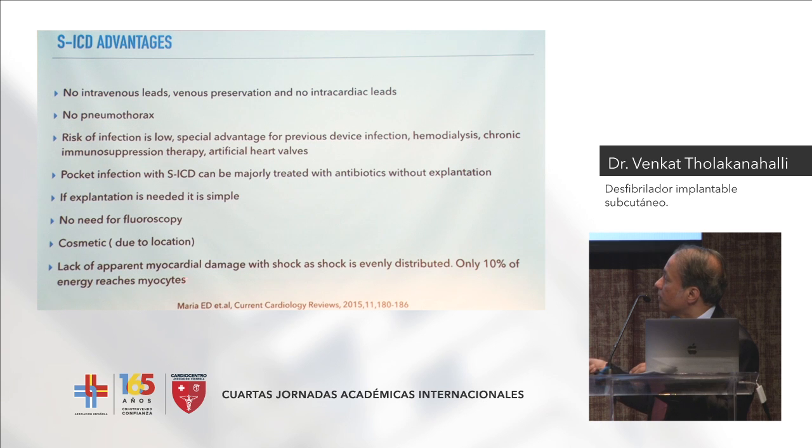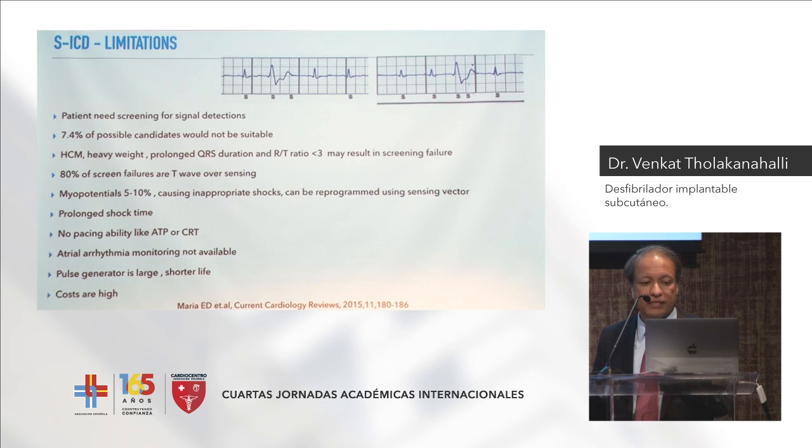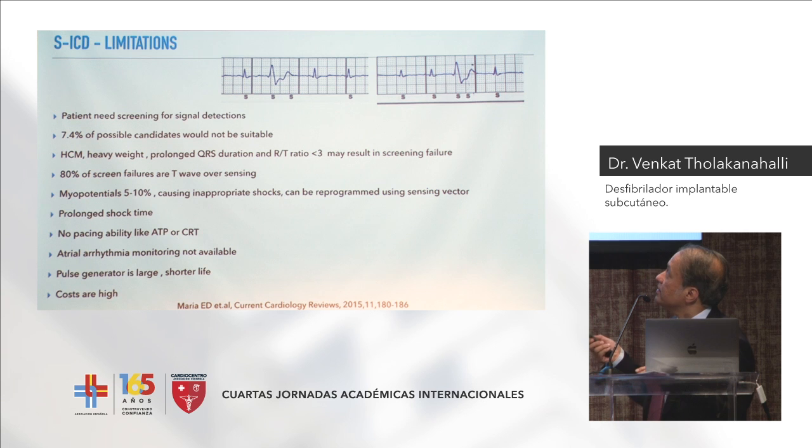So lack of apparent myocardial damage is seen with this patient because the shock is universally distributed. This is a very interesting aspect compared to what we see with transvenous ICDs. So this may be an advantage with respect to shock-related problems, what we have seen in the MADIT-RIT in patients with transvenous ICDs. The major limitation is that the patient needs to be screened, and if you have a problem with T-wave oversensing, you cannot do that.